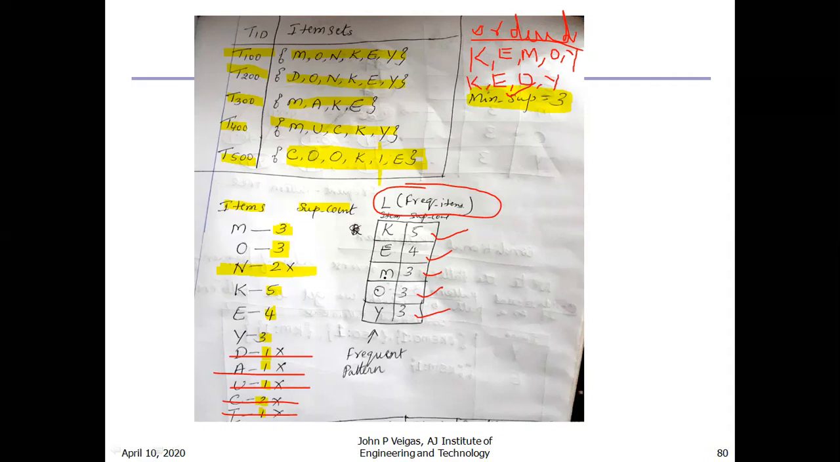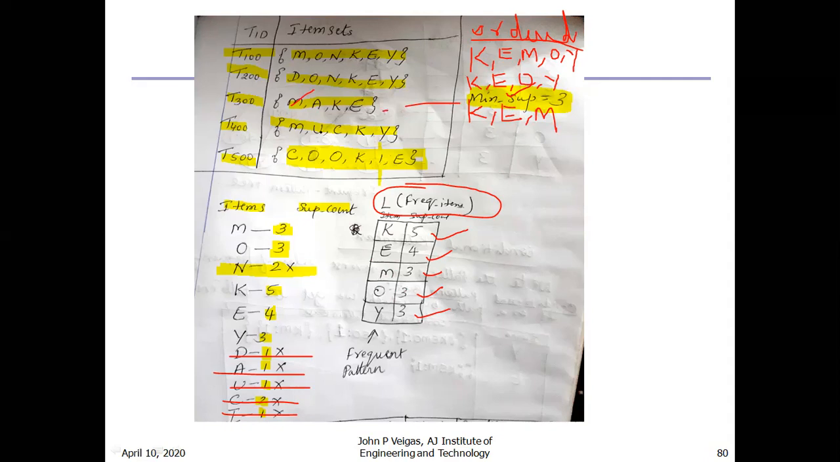Now next, we need to check whether K is present in this transaction. This K is present. So next is E. Is E present? Yes, E is present. Right, E. Next is O. O is not present. Sorry, M. M is present right here. M is there. Right, M. Next, is O present or not present? Is Y present or not present?